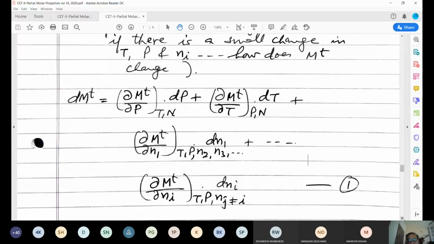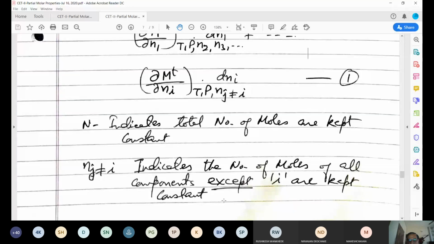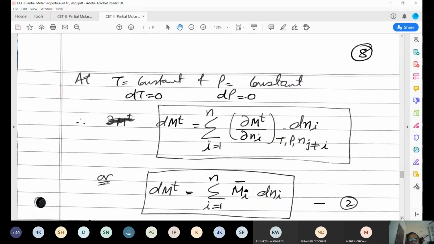Where capital N is the total number of moles and N_j, where j is not equal to i, indicates the number of moles of all components except i are kept constant. So at constant temperature and pressure, dT equal to 0 and dP equal to 0, and what we'll get is dM^t is equal to summation of i equal to 1 to n, M^t by N_i at constant temperature, pressure, N_j, where j is not equal to i, into dN_i.